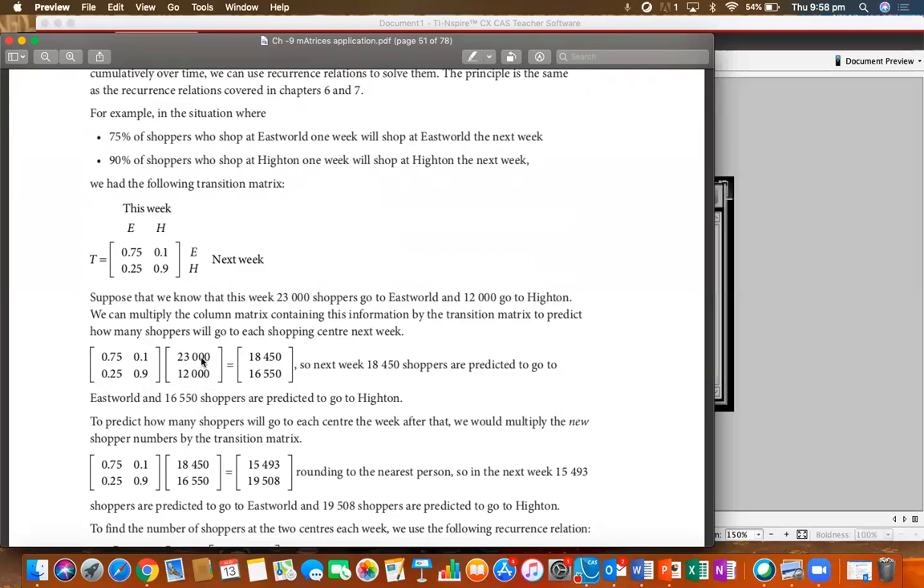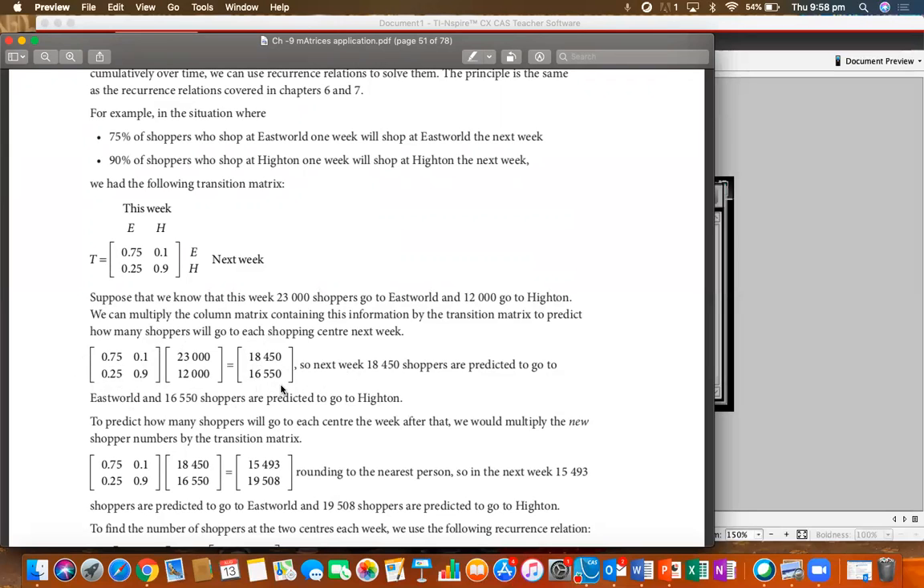If we multiply that one with our transition matrix, because we know it's 75% going and 25%, and then 10% and 90%, so if we multiply these two matrices together, we can see that 18,450 shoppers are predicted to go to Eastworld next week, and 16,550 will go to Highton next week. Just by multiplying these two, we can get the answer, so we can make some predictions.